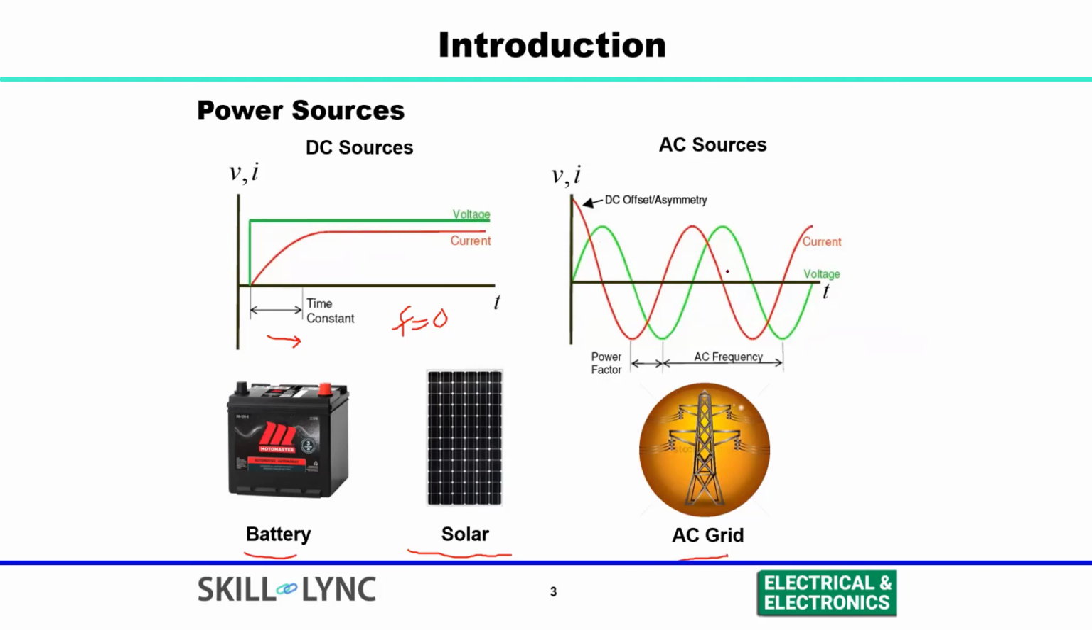Here the voltage varies with respect to time in sinusoidal form, and it operates with a fundamental frequency f. When you connect any load, depending on the type of load, the current will be lagging or leading the voltage. That is defined by the angle phi, and cos phi is the power factor. These are the two types of power sources we have.